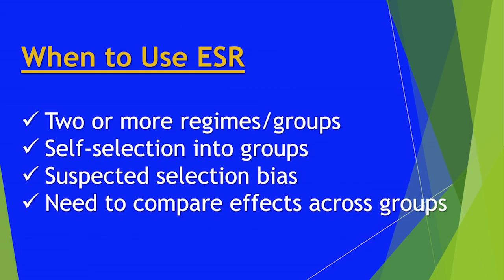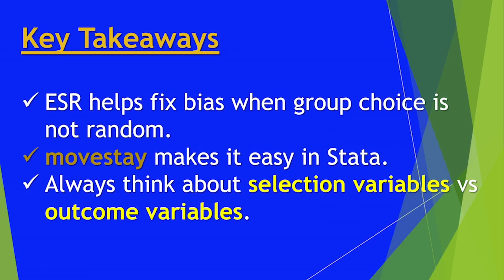When do we have to use ESR? When we have two or more regimes or groups, when there is self-selection into groups, when we have suspected selection bias, and when there is need to compare effects across groups. Key takeaways before we proceed now to the practical part is that ESR helps fix bias when group choice is not random, and Movestay makes it easy in Stata. And we need to always think about selection variables versus the outcome variables cleanly before coming out with our model.